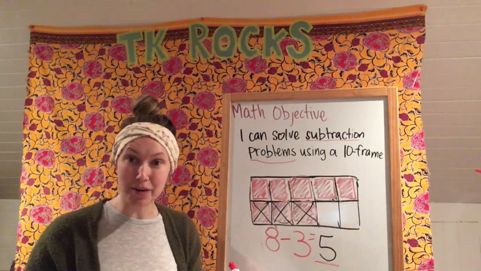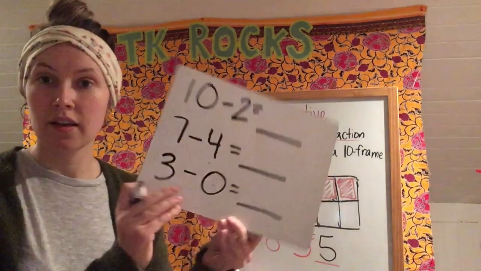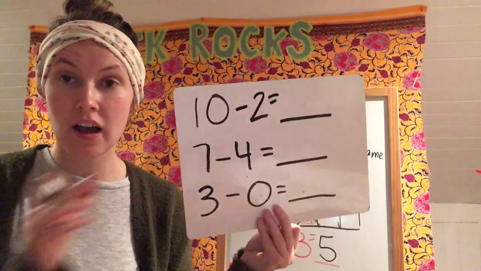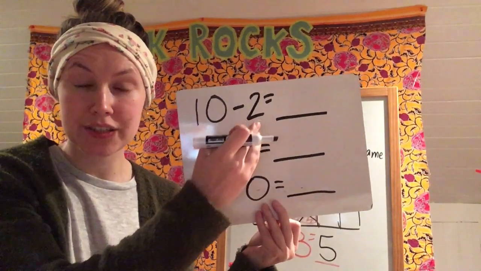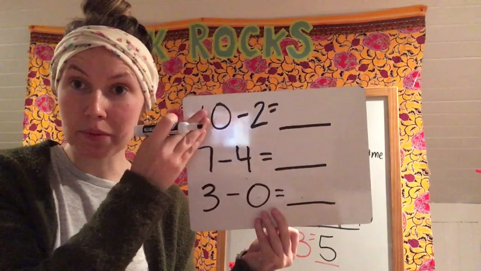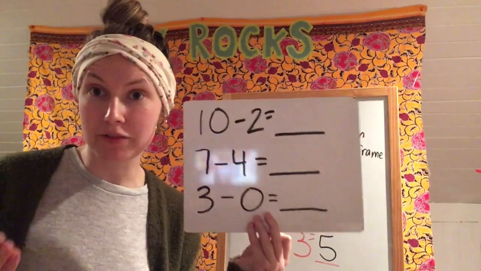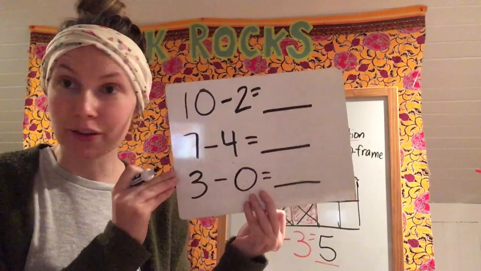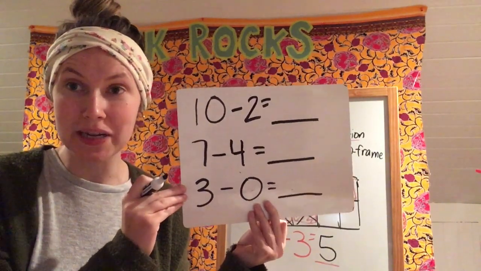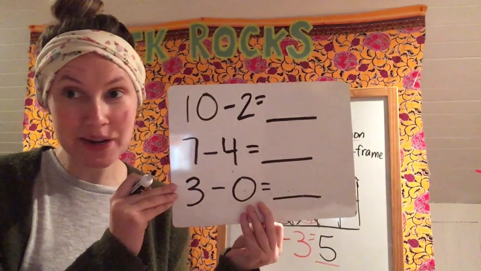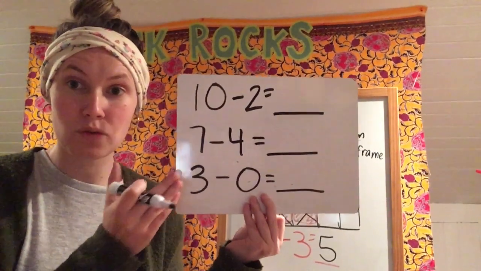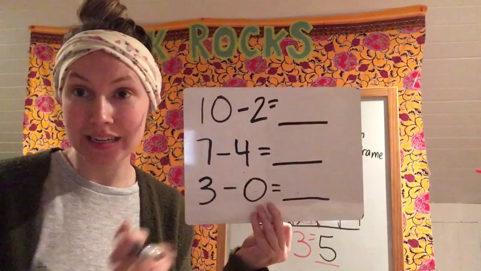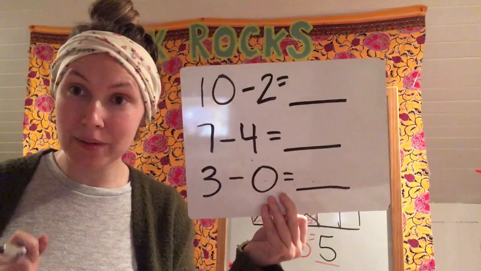So I'm going to give you some problems to practice at home now. Okay, so here are your 3 problems that I want you to try out at home. Our first one is 10 minus 2 equals, so you start with 10, you take away 2. What are you left with? Our second one is 7 minus 4 equals, so you start with 7, take away 4, how many do you have left? Our last one is a little bit tricky, so I want you to really think about this one. 3 minus 0. You start with 3, you take away 0. How many do you have left? So show me your work with your 10 frames.